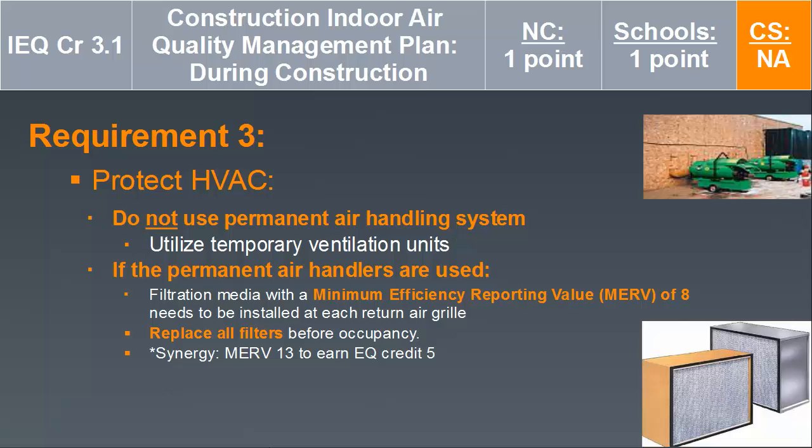And if the permanent air handlers are used, there needs to be a filtration media with a minimum efficiency reporting value, known as MERV, of at least 8 that needs to be installed at each return air grill. And then you need to replace these filters before occupancy. So remember that these filters need to be switched out if the permanent air handlers are used during construction.